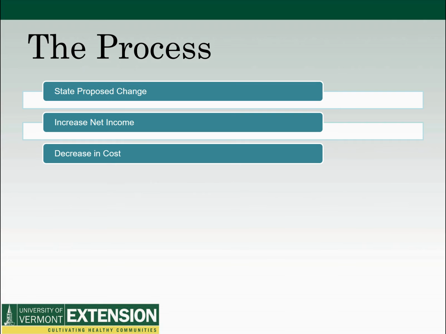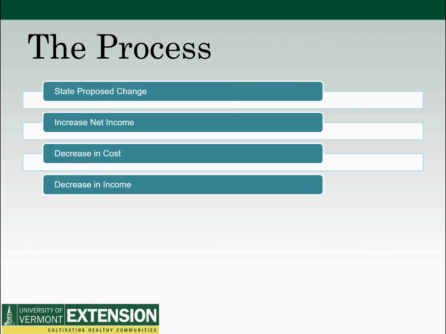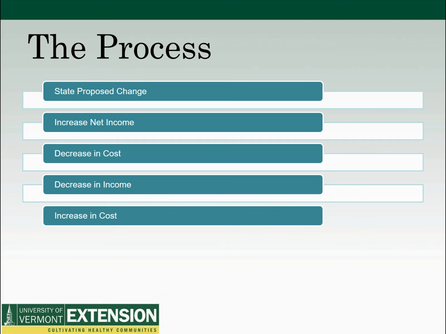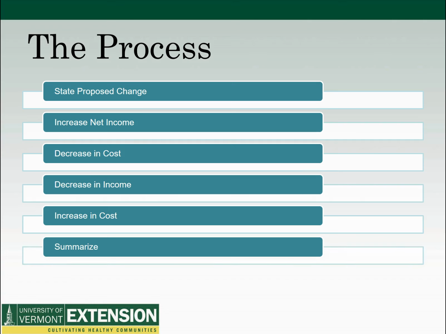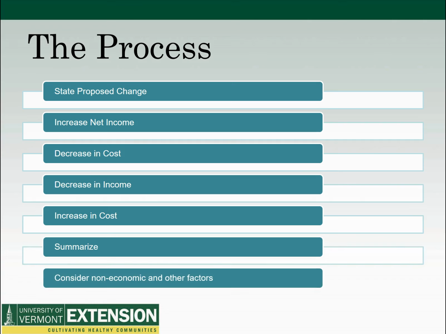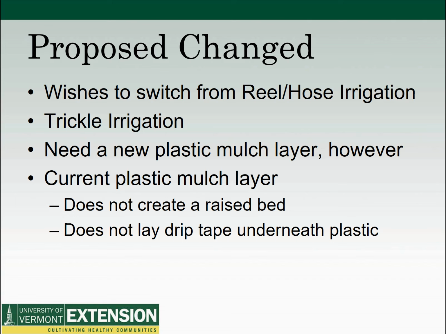Will it decrease any costs that the farm currently has? Will it decrease any income that the farm might be receiving now? And will it increase any costs, changes in production practices or otherwise, that the farm might have now? Once we've gone through and estimated and calculated each of these four areas, then we're going to summarize the results, and then finally reevaluate and more closely look at whether there are any non-economic and other factors that may influence how we might approach the partial budgeting process.